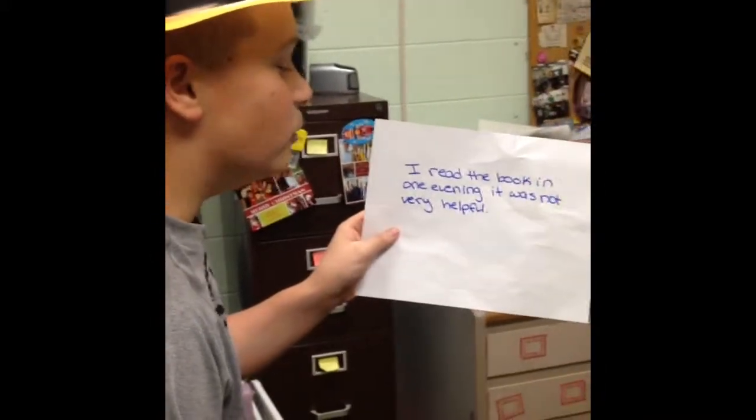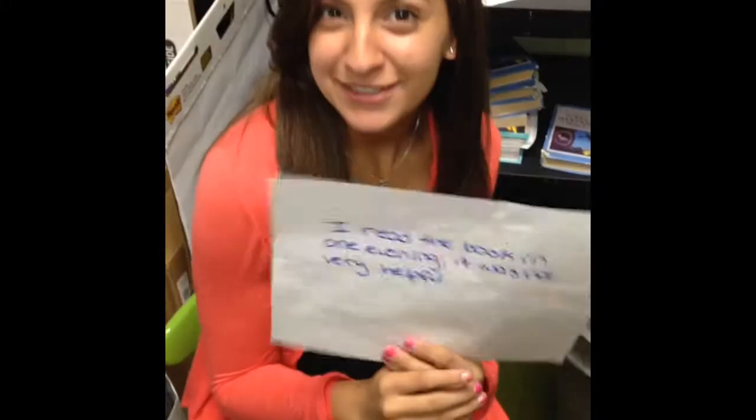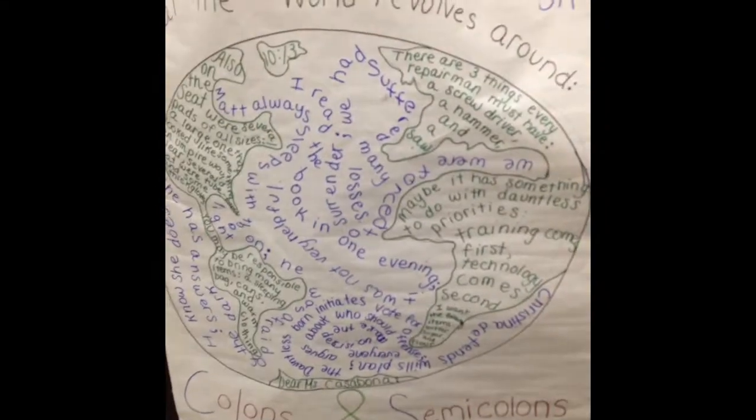Can you read me the sentence? Certainly. "I read the book in one evening. It was not very helpful." The semicolon goes right after "one evening." The semicolon goes there because it separates two independent clauses. "I read the book in one evening; it was not very helpful." Thanks, Semicolon Masters. You're the best. Now you know the world revolves around colons and semicolons.